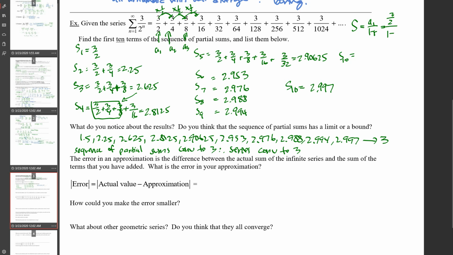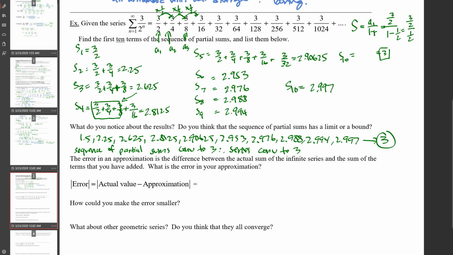1 minus r, your r is your common ratio here, 1/2. Okay, this is really equal to 3/2 over 1/2. And dividing fractions, easy as pie, flip the second and multiply. What we'll get here is that this sum is actually 3, and that was the same thing we got here. So what the series converges to is actually also the sum of an infinite series. All right, so that's kind of interesting.